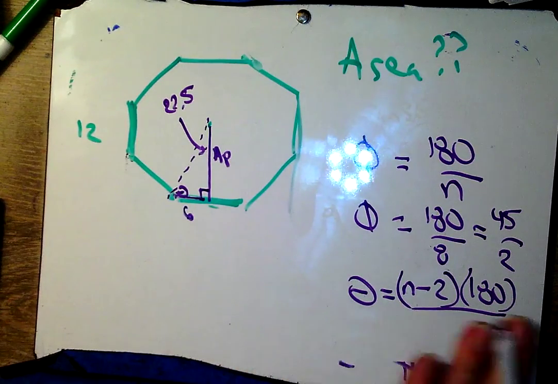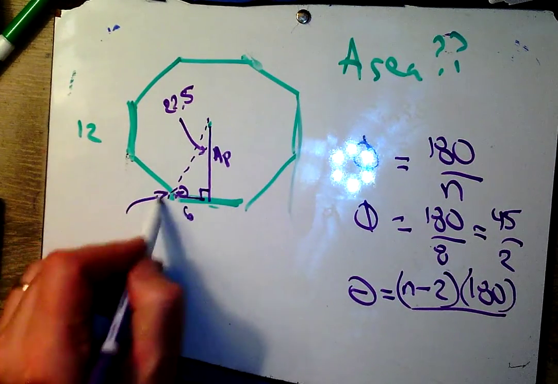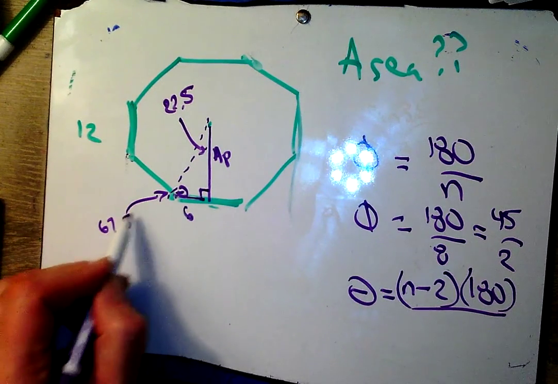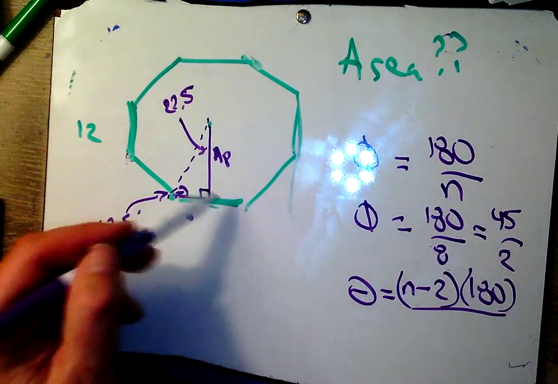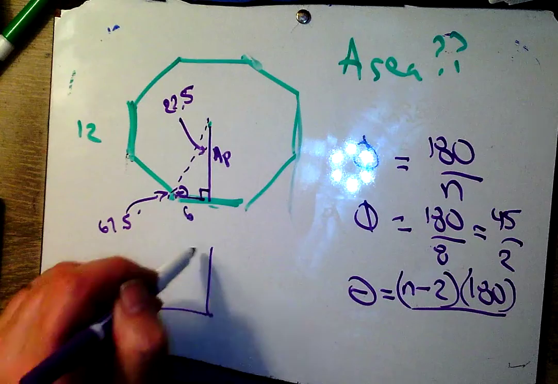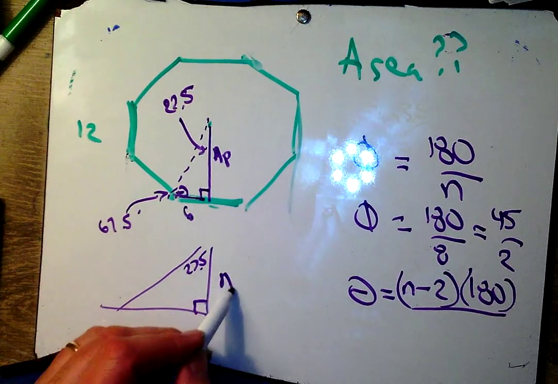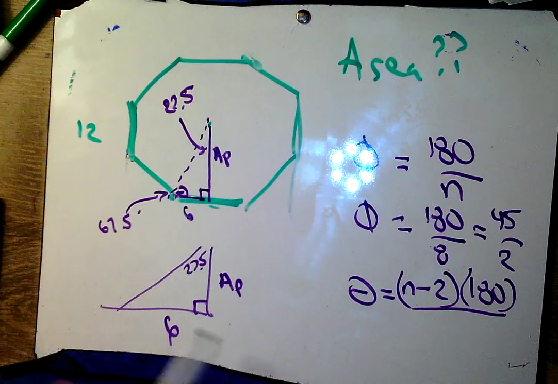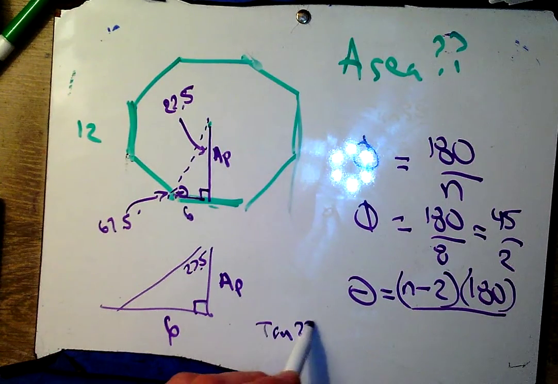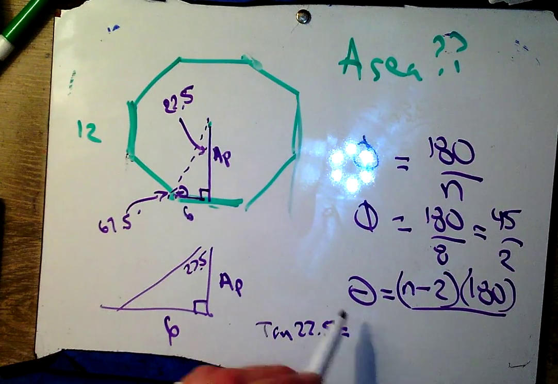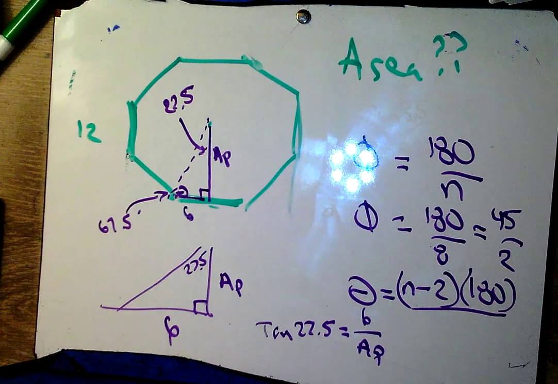67.5 is right. Okay, so that angle is 67.5 degrees. Now I'm going to write a trig equation for what I'm looking at. Either I'm going to use 22.5 and the apothem and 6 to say tangent 22.5 equals 6 over apothem. And this is the one that I think is harder for kids to solve.